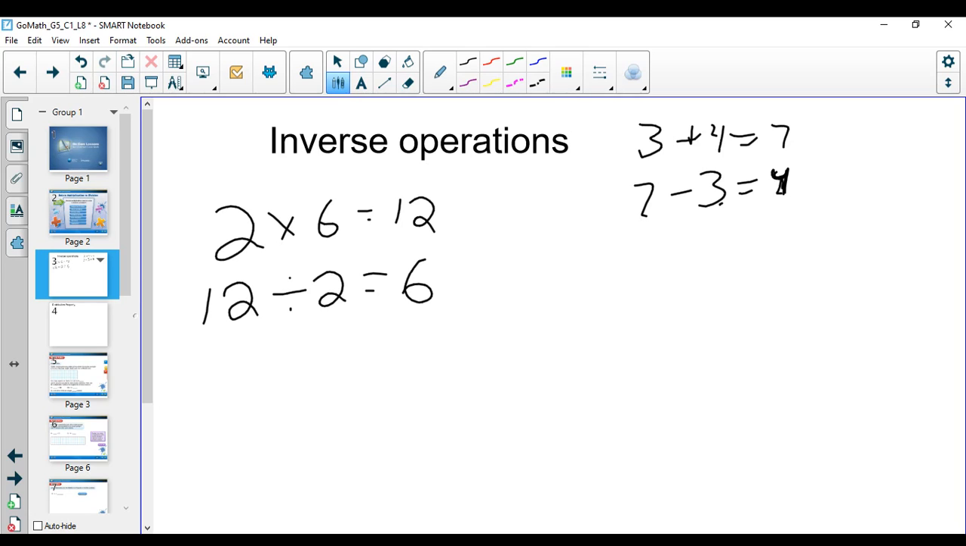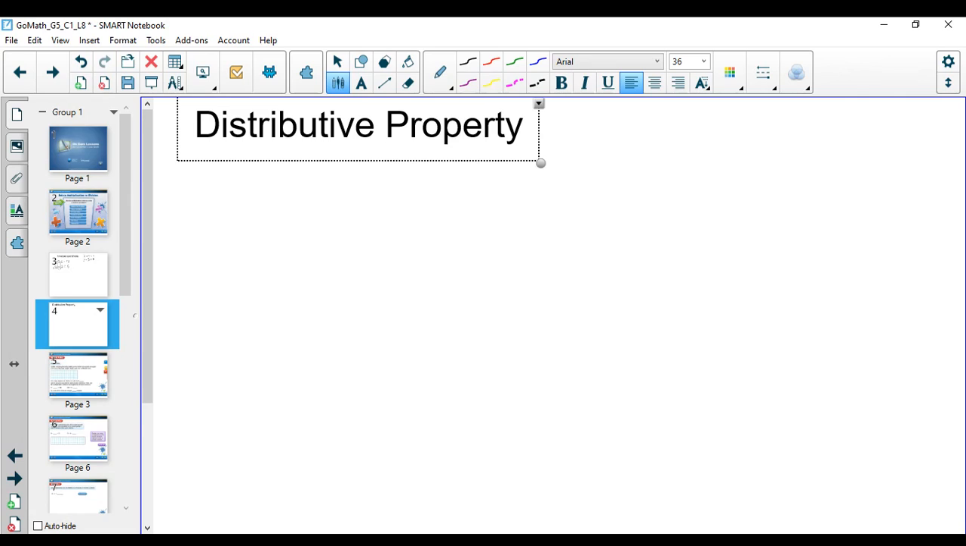So hopefully we see here that division and multiplication are opposites, right? They're going to undo one another. And that's what we call an inverse operation. Now, in addition to understanding that, it's really important that for today's lesson, we understand the distributive property because we're going to use ideas from the distributive property to help us solve our division problems.